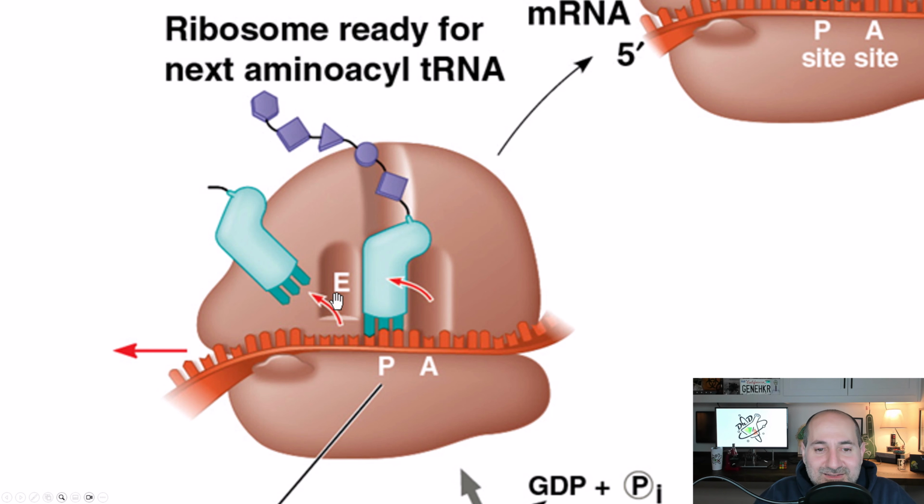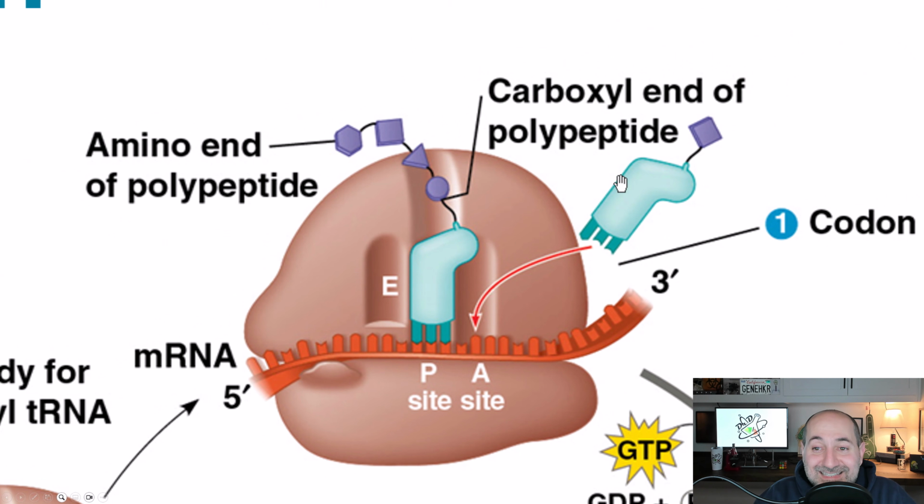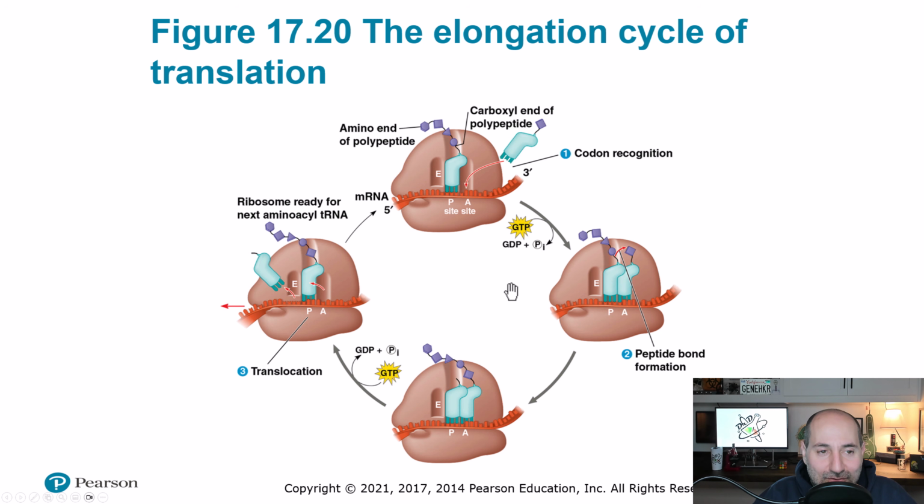And do you know what E stands for? I think you can guess now. Look what's happening to this uncharged tRNA that shifted over from the P site. That's right, the uncharged tRNA gets ejected out the E site. Isn't that neat? And what do you think happens at this point? That's right, the A site is vacant. So the next appropriate tRNA joins the A site, and this cycle repeats over and over again.